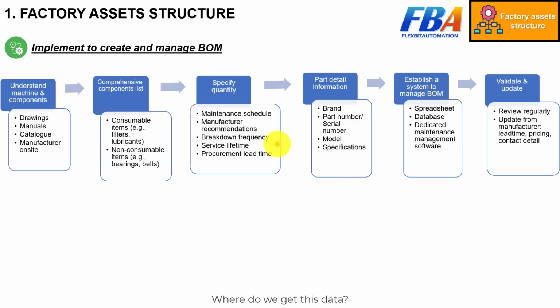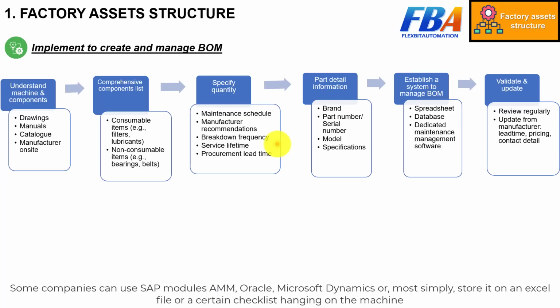So, where do we get this data? It's from our broken machine information recording system. Some companies can use the SAP module, AMM, Oracle, Microsoft Dynamics, or, most simply, store it in an Excel file or a certain checklist hanging on the machine.